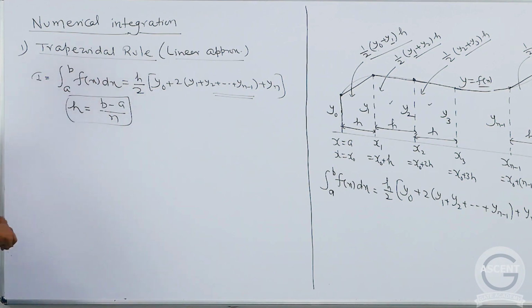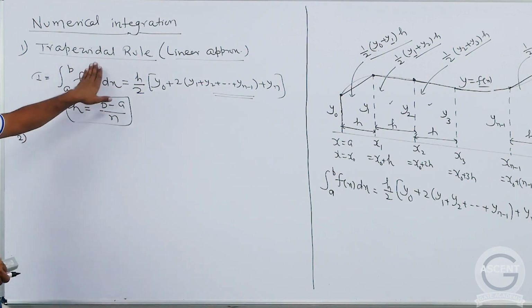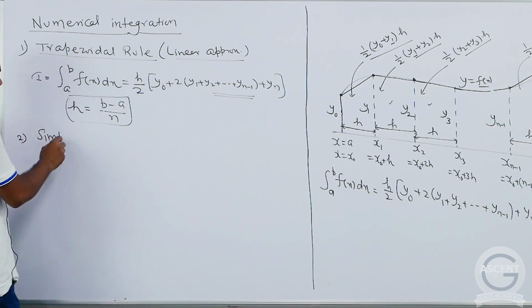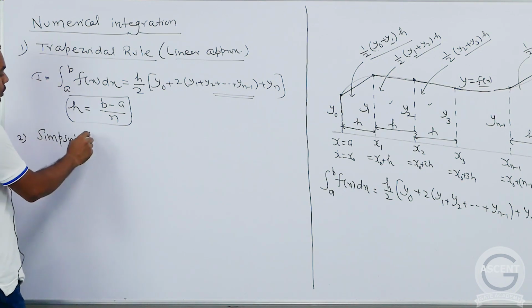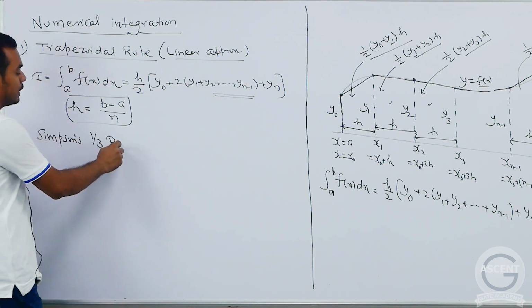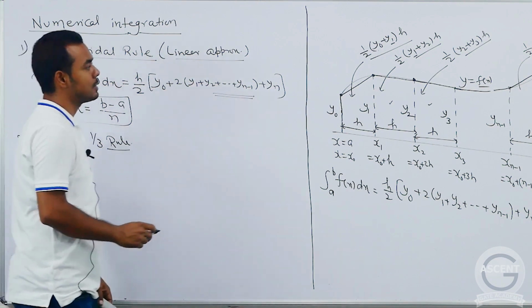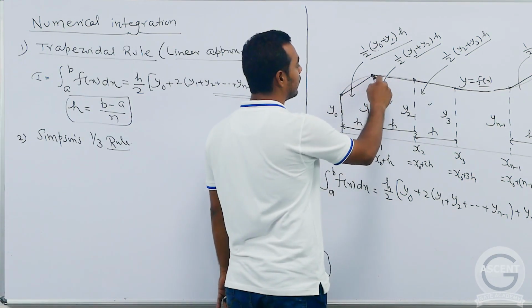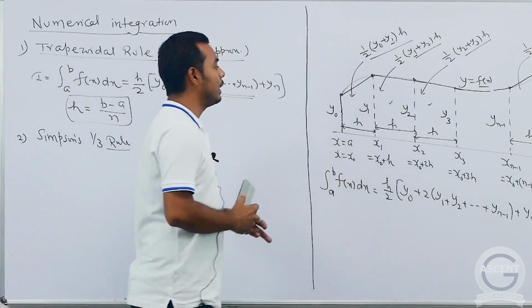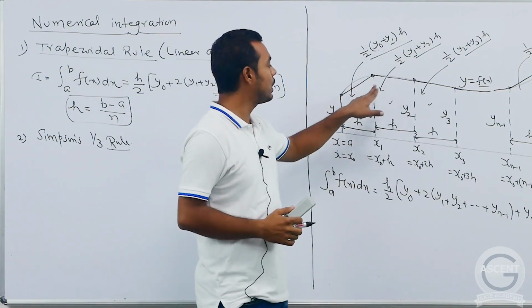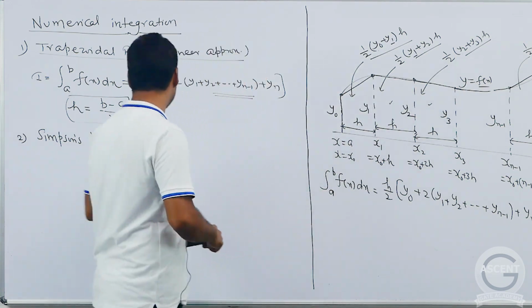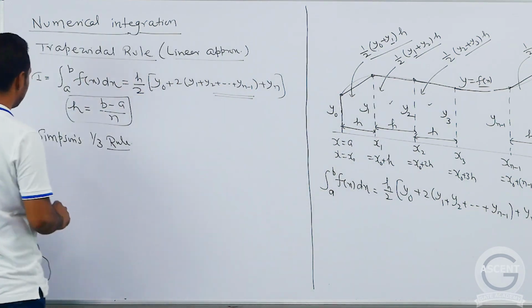Here we do linear approximation. There are two other important techniques to evaluate the value of a definite integral. The next one is Simpson's 1/3 rule. In Simpson's 1/3 rule, we take 3 points and join those 3 points by a quadratic curve, a second degree curve. Instead of evaluating the area under the actual curve, we evaluate the area under that parabola, or the quadratic curve. Now you have to remember the formula only.